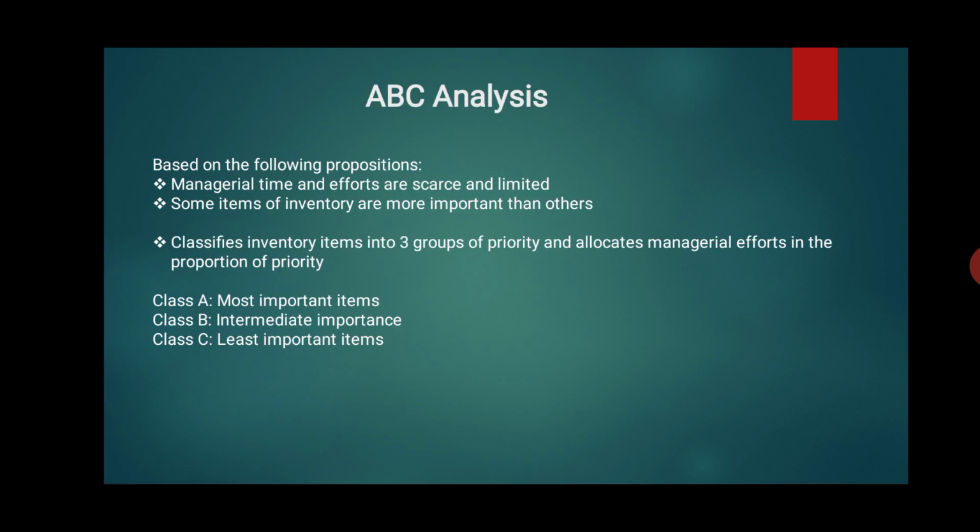The third type of technique is ABC analysis. It is also one of the inventory techniques which aims at maintaining the optimum balance of the inventory. There are certain propositions with respect to this technique: managerial time and effort are scarce and limited, and there are certain items of the inventory which are most important, least important, and of moderate importance. So under this technique, we are classifying the stock in 3 categories or 3 groups according to priority.